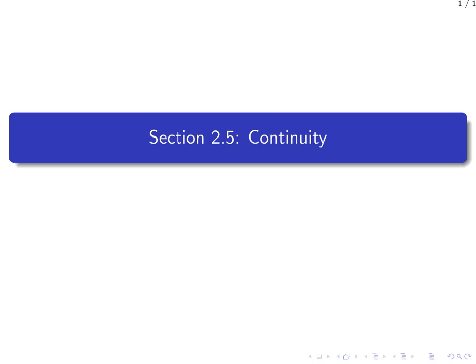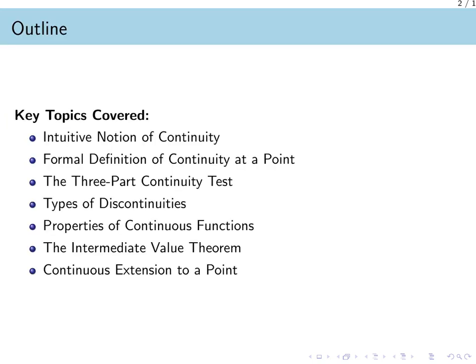Section 2.5. Continuity. The outline of this video is as follows. We will discuss the concept of continuity, starting with the intuitive idea of what it means for a function's graph to be unbroken. We will then formalize this idea with a precise, three-part test that a function must pass to be considered continuous at a specific point. Next, we will explore what happens when a function fails this test by examining the different types of discontinuities, such as jumps or holes in a graph.